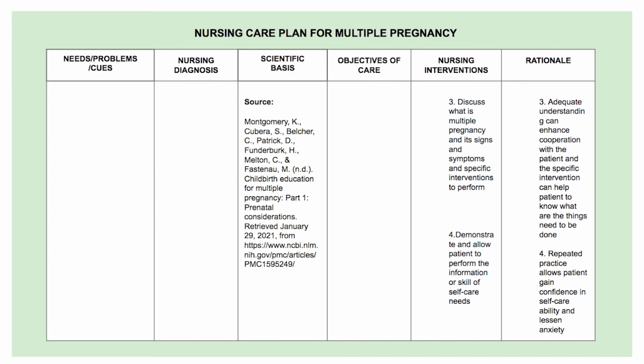Third, discuss what multiple pregnancy is, its signs and symptoms, and the specific interventions to perform. Adequate understanding can enhance cooperation with the patient, and specific interventions can help the patient know what things need to be done. Fourth, demonstrate, and allow the patient to perform the information or skill of self-care needs. Allowing the patient to demonstrate can help them retain the information, and repeated practice allows the patient to gain confidence in self-care ability, and it also lessens anxiety.